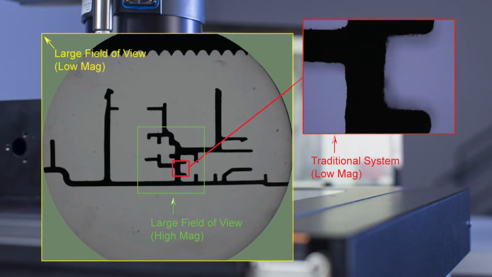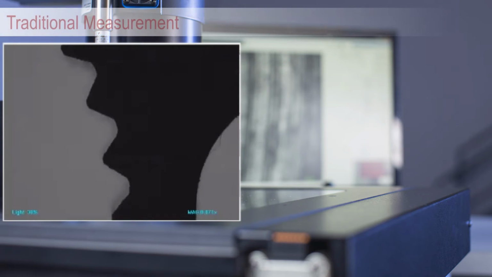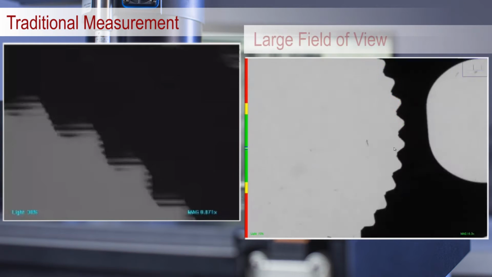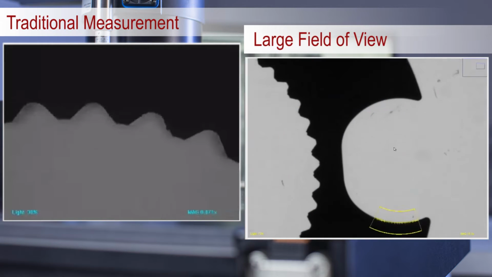For instance, you may be able to view the entire 3-inch, 75mm part on a large field of view system while only seeing about 250 thousandths, 6.35 millimeters, within the field of view of the traditional video measurement system. This small field of view often makes multiple stage moves necessary in order to measure the entire part. Consequently, fixturing is usually required to keep the part stable and ensure accurate measurements.